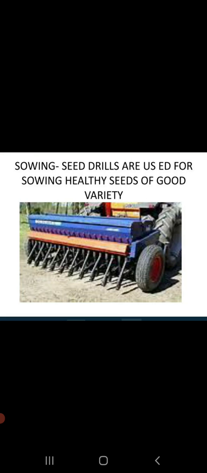Seed drill we can see here on the screen. This is a seed drill which consists of 5 to 6 long vertical pipes with a funnel at the top. The drill is attached to a plough. It may be driven by bullocks or by a tractor. Yes, so through that funnel the seeds are passed and through the vertical pipes the seeds get sown into the soil.